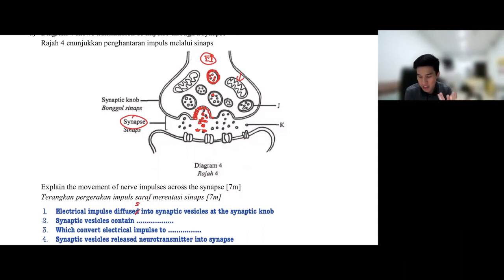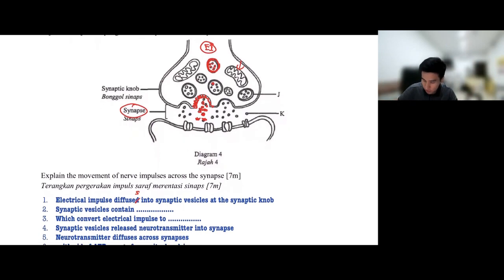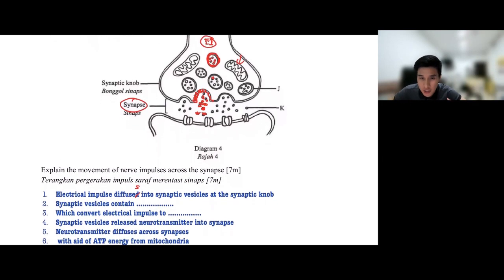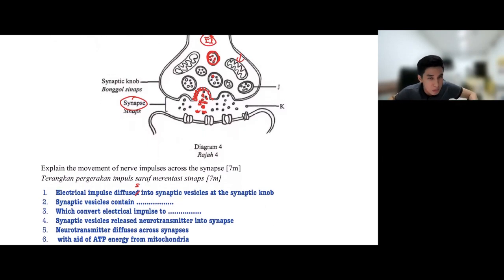Now, just now we mentioned the gap is very big and the neurotransmitter is very small. So what does it need to move across? Everybody, come on. What do we need? Okay, we need the mitochondria. We need the energy. So mention both. Now we're going to say your neurotransmitter diffuses across the synapse. You jump across the gap with the aid of ATP energy from the mitochondria. So you move across the synapse with the aid of energy from the mitochondria.